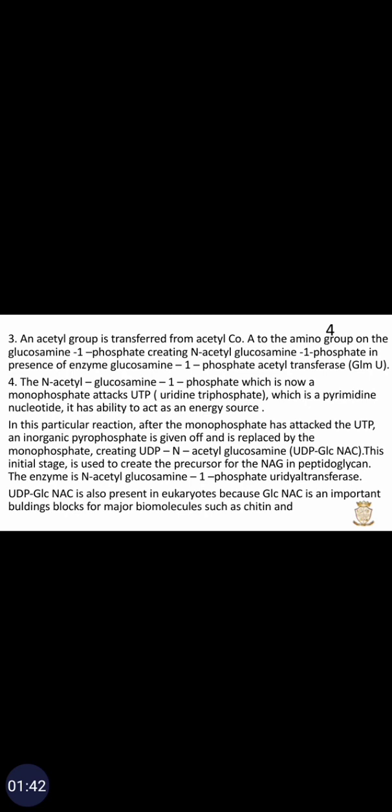Fourth step: the N-acetylglucosamine 1-phosphate, which is now a monophosphate, attacks UDP, which is a pyrimidine nucleotide. It has the ability to act as an energy source. In this reaction, after the monophosphate has attacked the UDP, an inorganic pyrophosphate is given off and is replaced by the monophosphate, creating UDP-N-acetylglucosamine. This initial stage is used to create the precursor for peptidoglycan. The enzyme is N-acetylglucosamine 1-phosphate uridyltransferase.